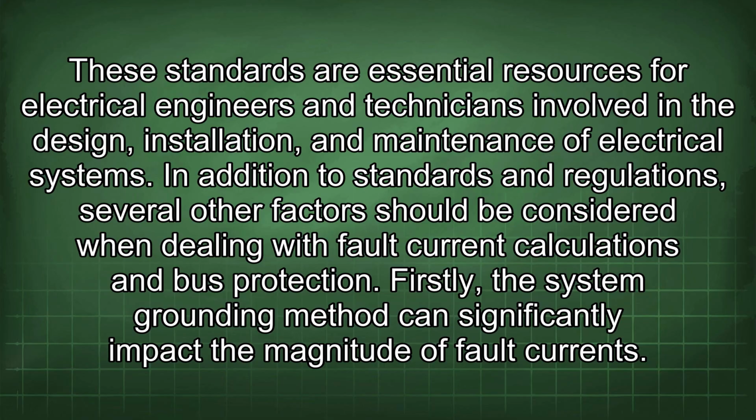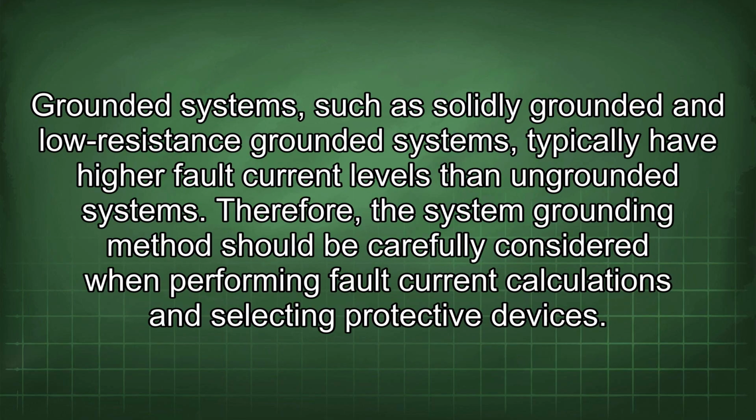In addition to standards and regulations, several other factors should be considered when dealing with fault current calculations and bus protection. Firstly, the system grounding method can significantly impact the magnitude of fault currents. Grounded systems, such as solidly grounded and low resistance grounded systems, typically have higher fault current levels than ungrounded systems. Therefore, the system grounding method should be carefully considered when performing fault current calculations and selecting protective devices.